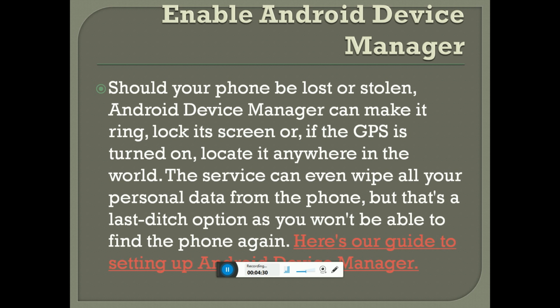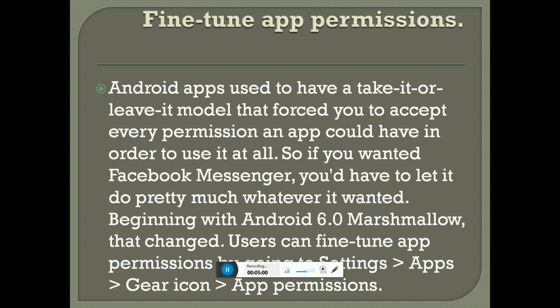Enable Android Device Manager. Should your phone be lost or stolen, Android Device Manager can make it ring, lock its screen, or, if your GPS is turned on, locate it anywhere in the world. The service can even wipe all your personal data from the phone, but that is a last-ditch option for when you are unable to recover the phone. Here is your guidance: Settings, Android Device Manager.